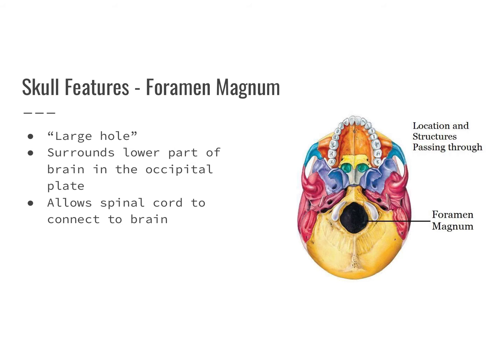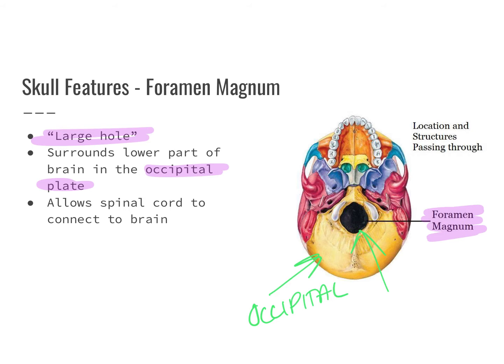Okay, next we're going to be looking at the foramen magnum. When you check out a skull, just flip it over so you look at the bottom of it, and you'll see a large hole at the bottom. And that's actually what foramen magnum translates as, large hole. That is in the occipital plate. The occipital plate is what you see in yellow here, occipital. And it is a large hole in the occipital plate that allows the spinal cord to connect to the brain. So that's how the spinal cord gets to the brain, through the foramen magnum.